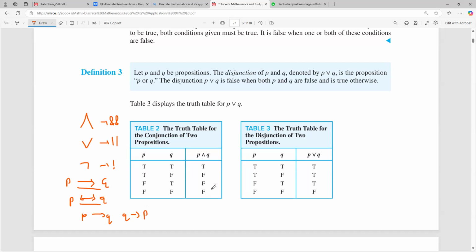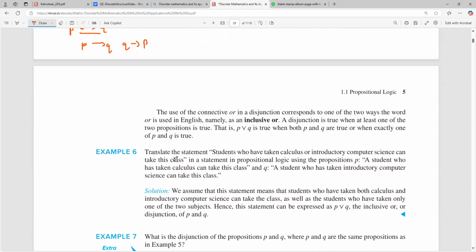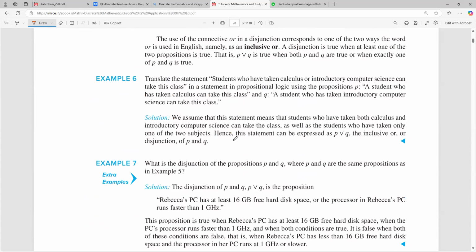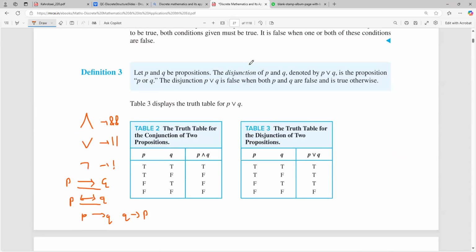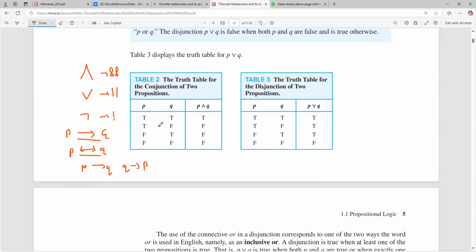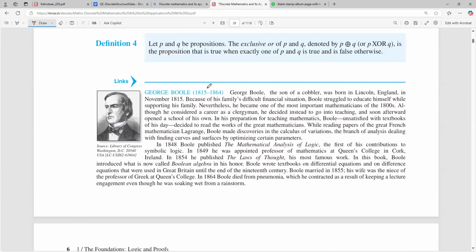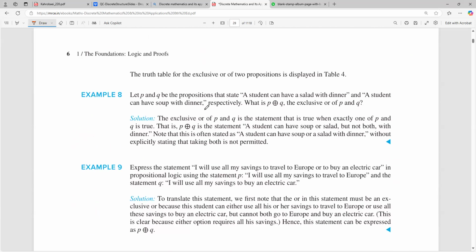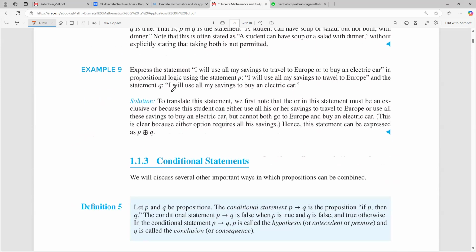Do we have exclusive or? In truth tables, I don't think we do. Correct me if I'm wrong. Yeah, I think they're inclusive. You don't have exclusive or here. Exclusive or, something else. Oh, here it is. This is exclusive or. Okay. Those are the main ones.